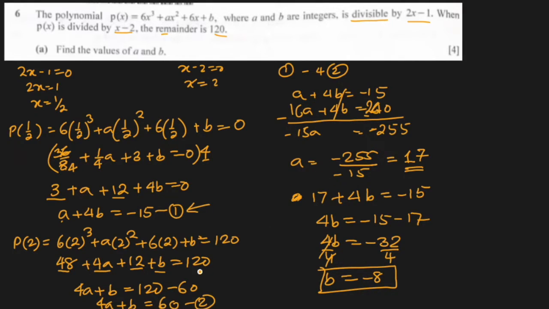And what were they asking? They're asking to find the values of a and b. Done. A is 17, b is minus 8.